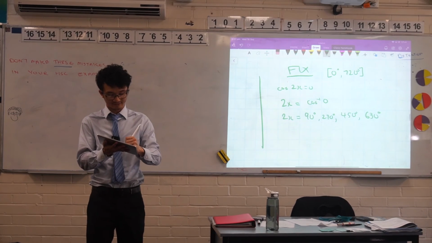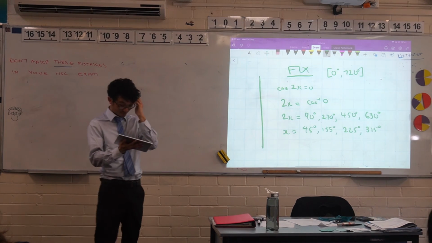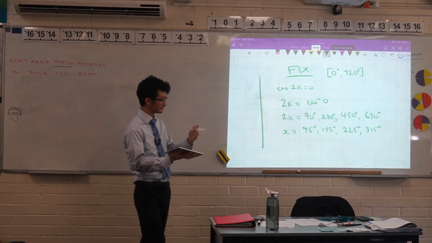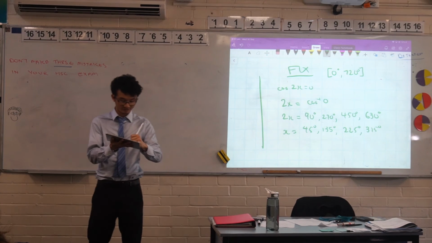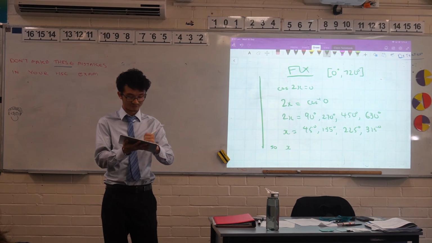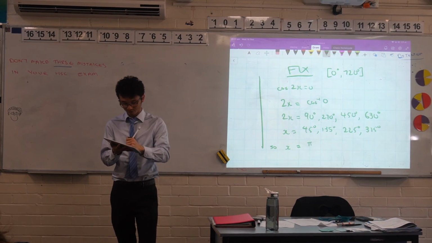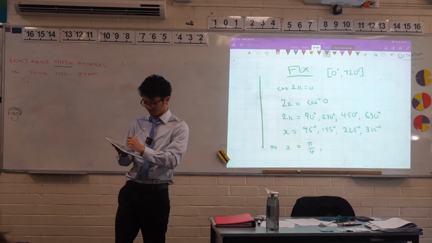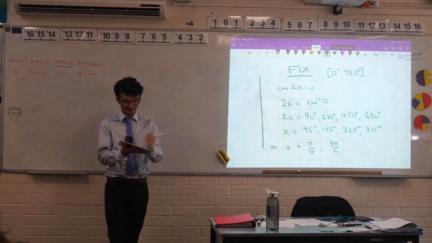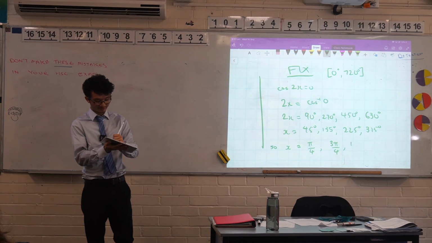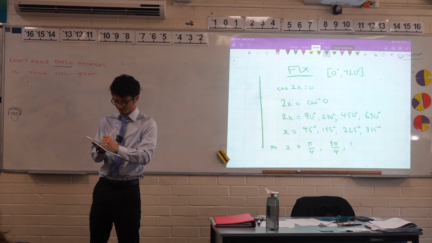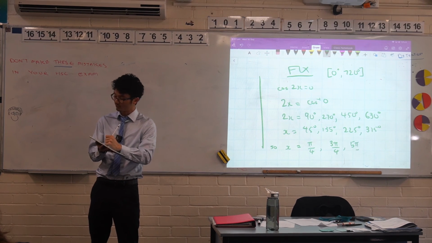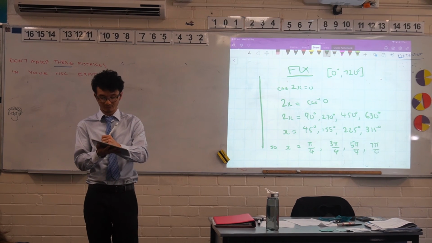And then I can halve them, assuming I did that correctly. And then I can say, well, we want the answers in radians. So x is equal to pi on 4, 3 pi on 4, yep. You just divide all these by 180, and that will give you that. Was it 5 and 7? 5 pi on 4 and 7 pi on 4? Perfect, okay.